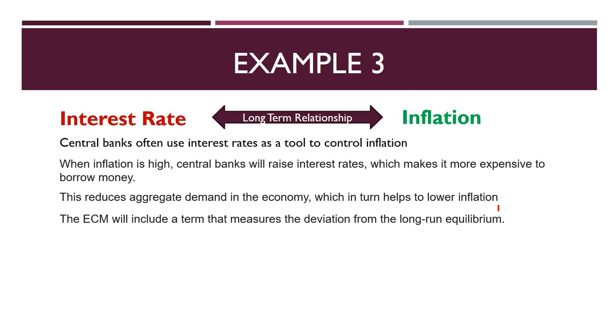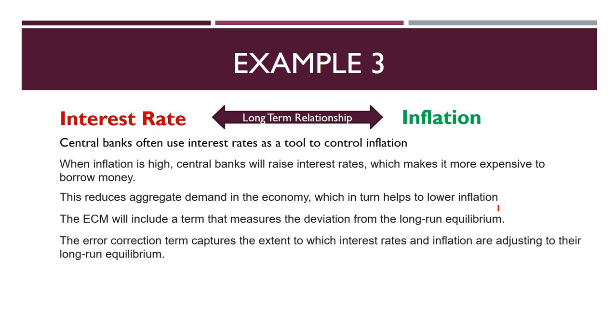So ECM will include a term that measures the deviation from the long run equilibrium. Government has seen how much inflation has deviated, so let's change the interest rate also. The error correction term captures the extent to which interest rate and inflation are adjusting to their long run equilibrium.